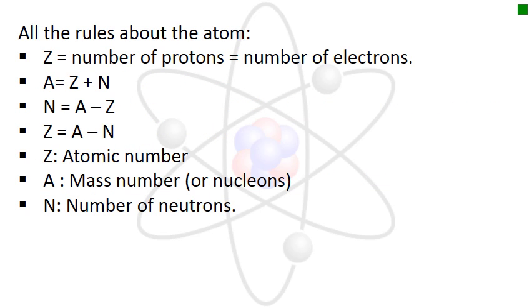So, in summary, the main rules for the lesson. Z represents the number of protons and electrons, which is the atomic number. A, the mass number, is Z plus N. N is A minus Z. Z equals A minus N. Z is the atomic number, A the mass number, N the number of neutrons.